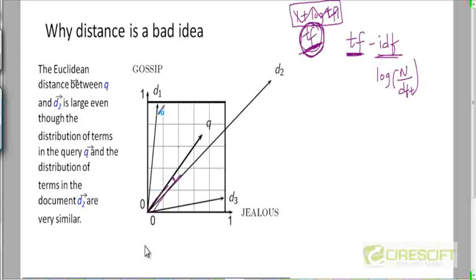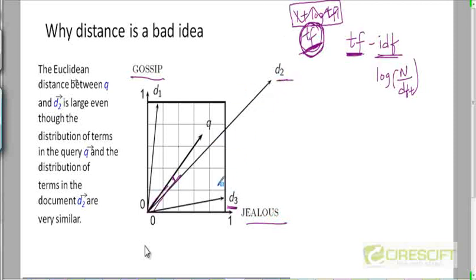So if you plot the vector for this document, it's going to appear close to the gossip axis, because it has only the word gossip in it, approximately. And likewise, you have a document D3 which has the word jealous in it, but not gossip. So D1 has gossip but not jealous, D3 has jealous but not gossip. And then you have D2 which has gossip and jealous, but both appearing multiple times.